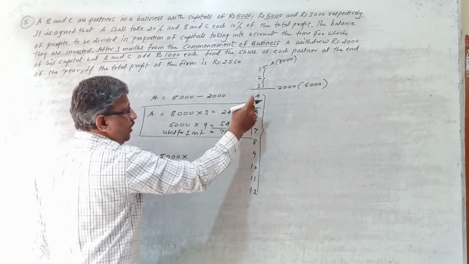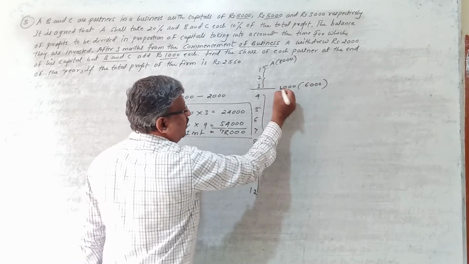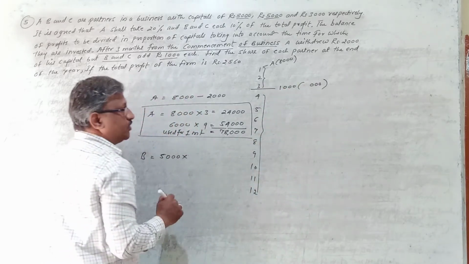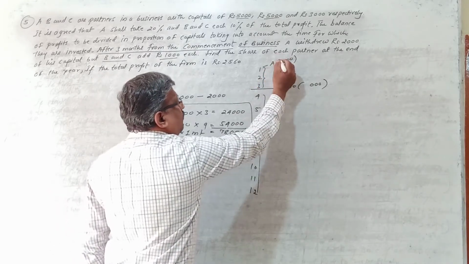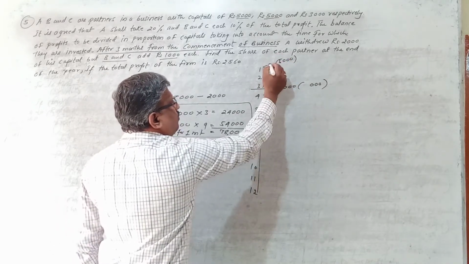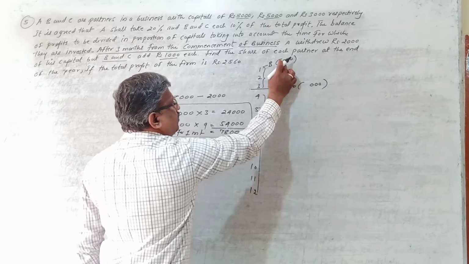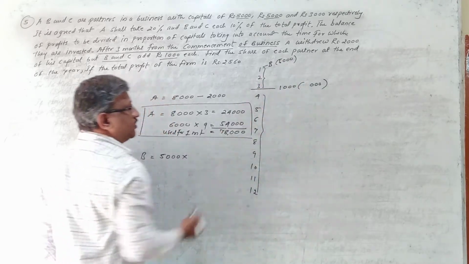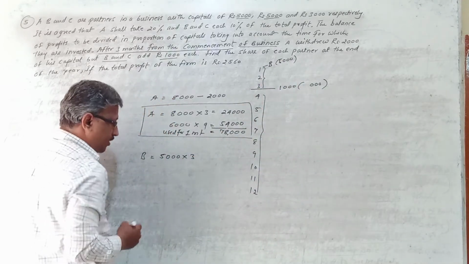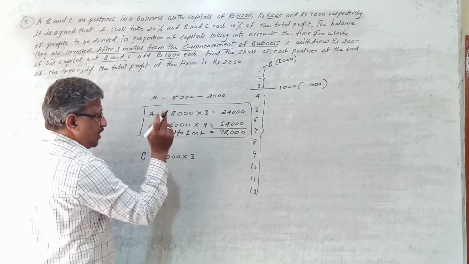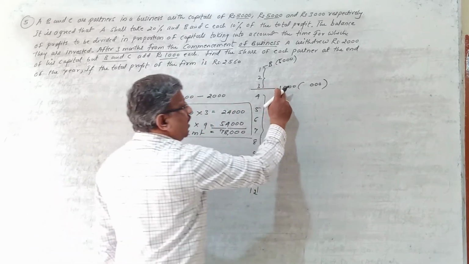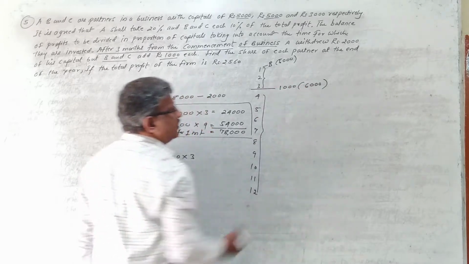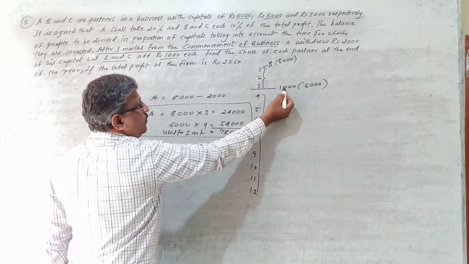So when he invests here after 3 months, he invests 1000 rupees into the business. Before investing 1000 rupees, B's capital is how much? 5000 rupees. So these 5000 rupees will be used in the business for the first 3 months. You have to multiply by 3 months. Then his capital will increase by 1000, so after 3 months it becomes how much? It is 6000, 5000 plus 1000.